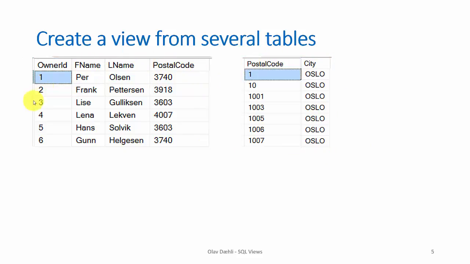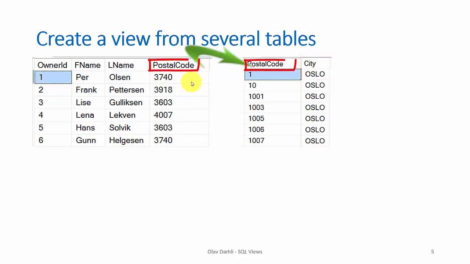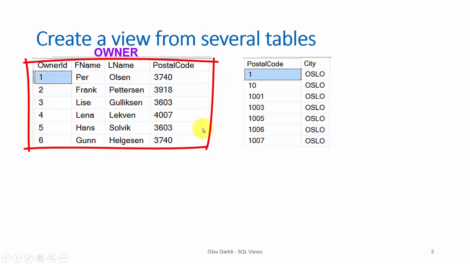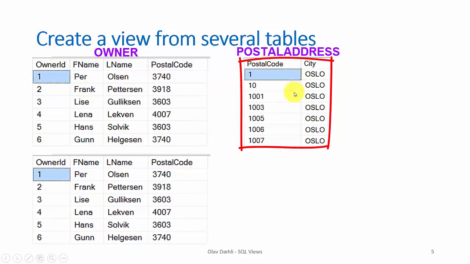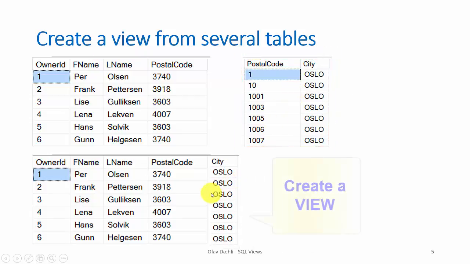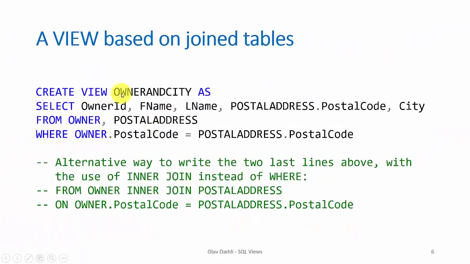And if the one who's querying these tables often needs to list all the names, but not only the postal code, but also the city, then they will have to join the 2 tables every time. But instead, we could make a view that includes all this data from this table, and from this other table includes the city. Then we could query this one table only instead of joining these 2 tables. We will create a view to do that, and we call it owner and city.